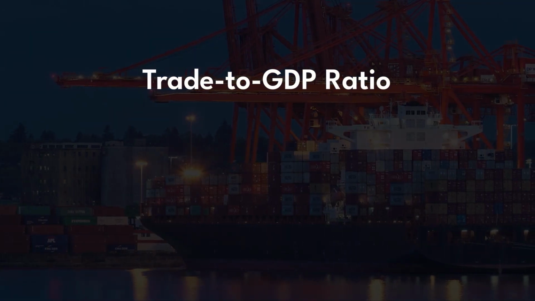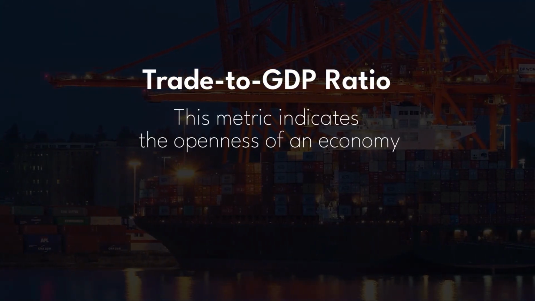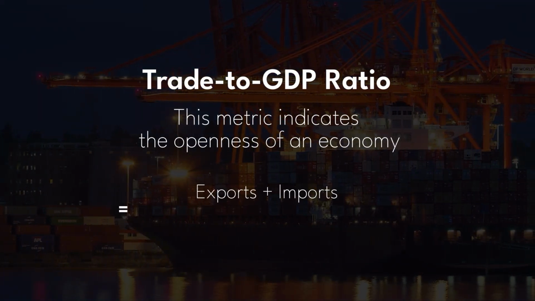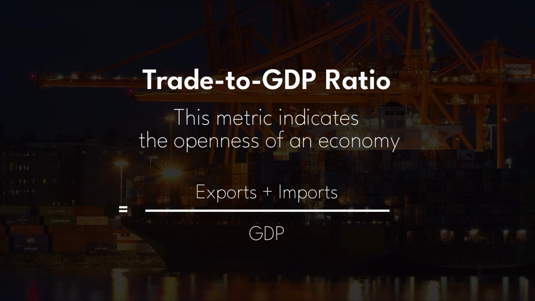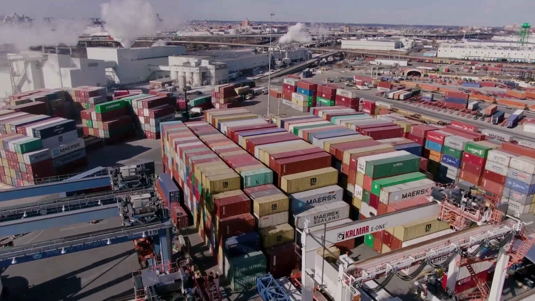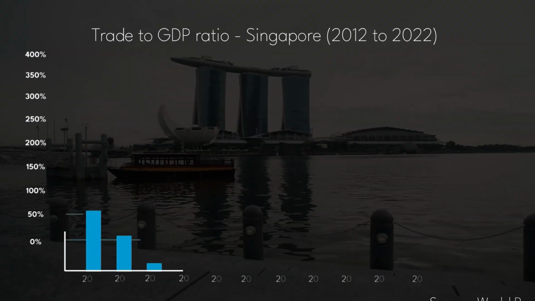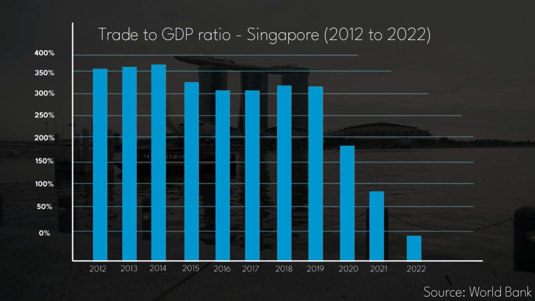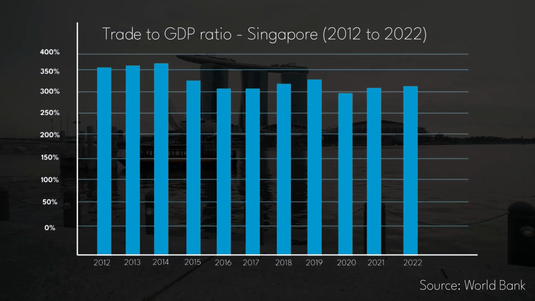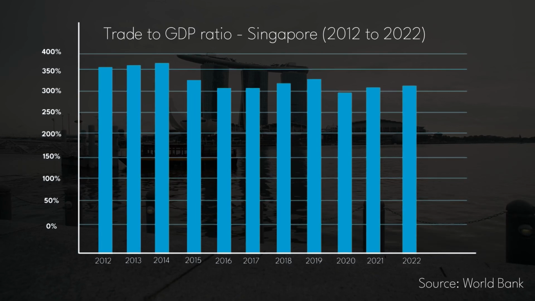Trade to GDP ratio. This metric indicates the openness of an economy by dividing the sum of exports and imports by GDP. It highlights the degree of international trade involvement and is a measure of economic globalization. Singapore has a very high trade to GDP ratio due to its strategic location and role as a global trade hub, with trade volumes exceeding its GDP.